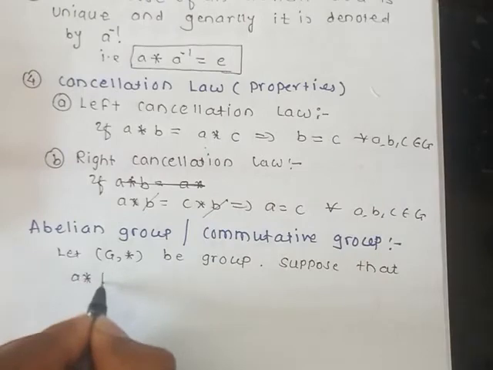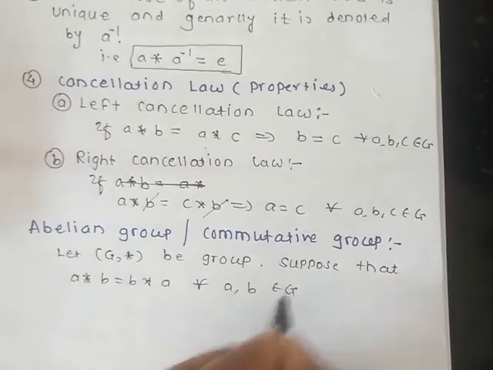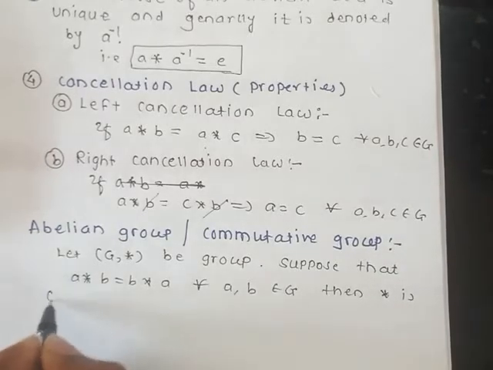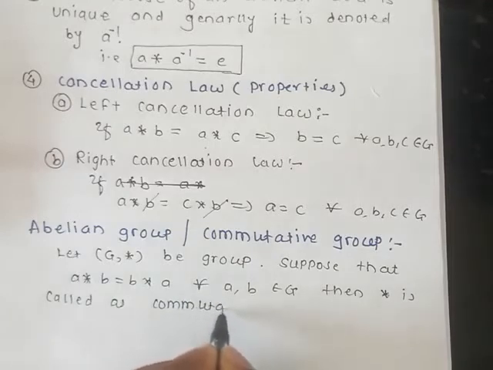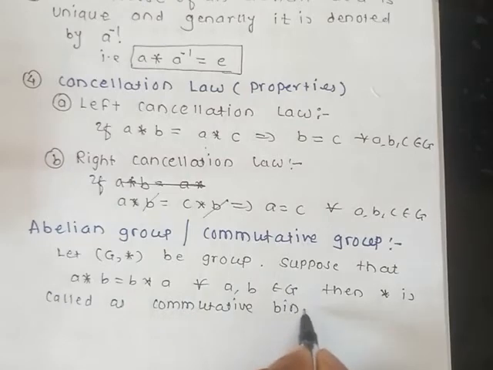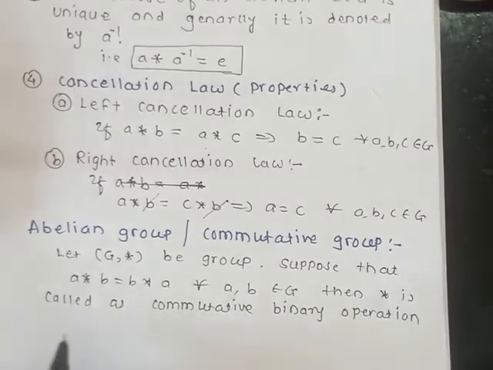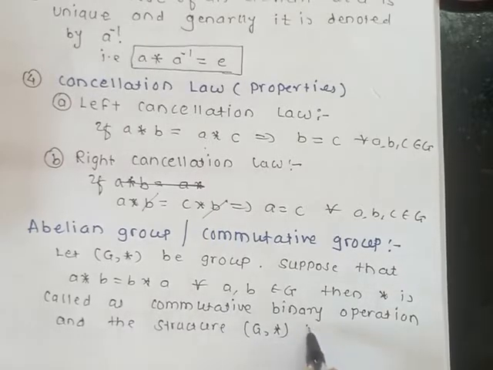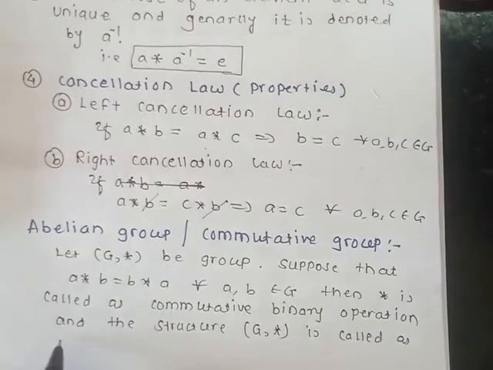A star B is equal to B star A for all A, B belongs to G, then star is called a commutative binary operation, and the structure G star is called a commutative group or abelian group.